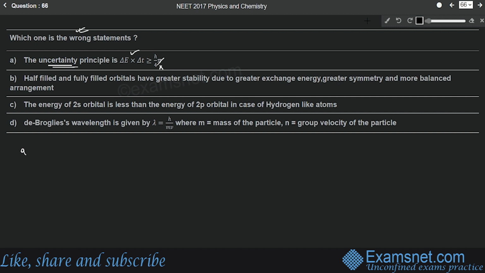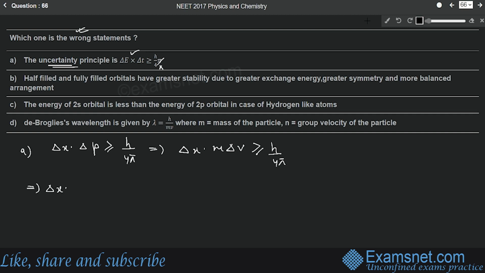Now let's check. We know that according to the uncertainty principle, the product of delta X and delta P is greater than or equal to h by 4 pi. Now we know that delta P is the change in momentum, so we can write it as m delta V, isn't it? And that will be greater than or equal to h by 4 pi. Now if we multiply and divide the left hand side by delta T, what will happen? Let's check.